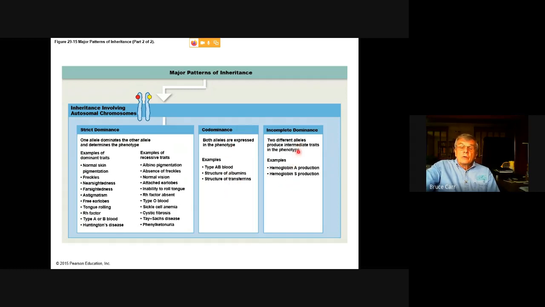Incomplete dominance is when two different alleles produce intermediate traits in the phenotype. So, hemoglobin A production and hemoglobin S production. Hemoglobin S is a mutation of one of the blood alleles, and the heterozygote for sickle cell produces a viable offspring, whereas the homozygote does not.